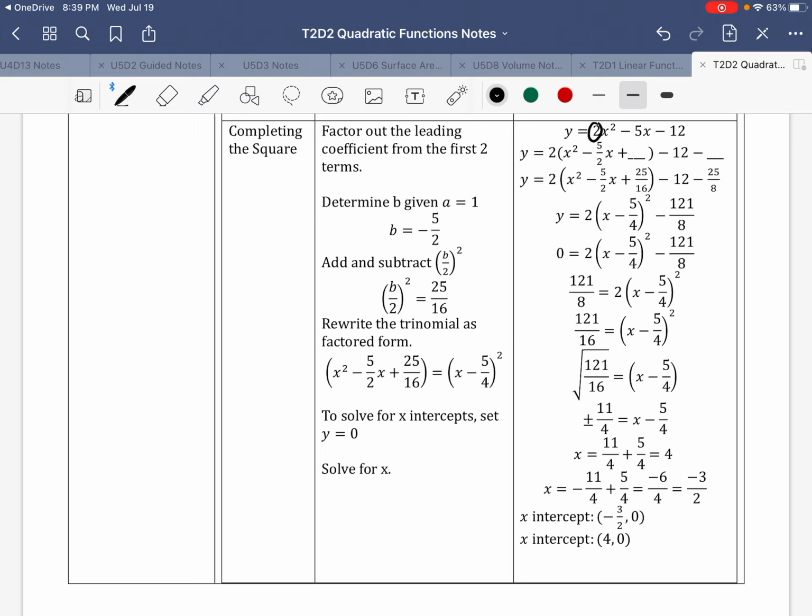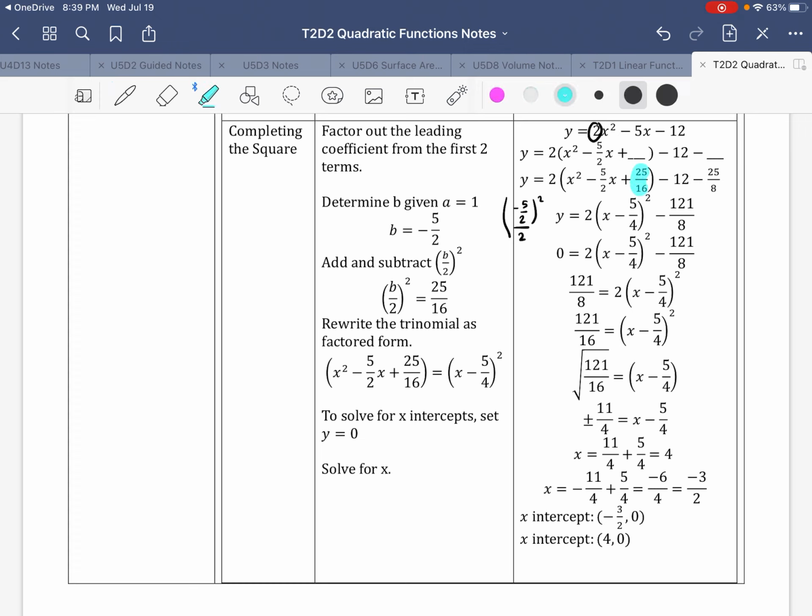So we have x squared minus 5 halves x, because we're factoring out, plus some blank. We need to figure out what that value is going to be that lets us get a perfect square trinomial. Then subtract 12, and we need to subtract whatever we add so that we keep it equivalent. To figure out what value should go there, you take your b value, which here is -5 over 2, divide all of that by 2 and square all of it. When we do that, we get 25 over 16.